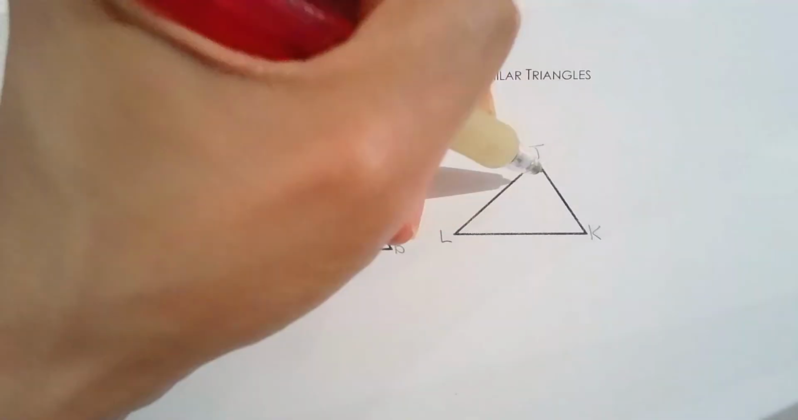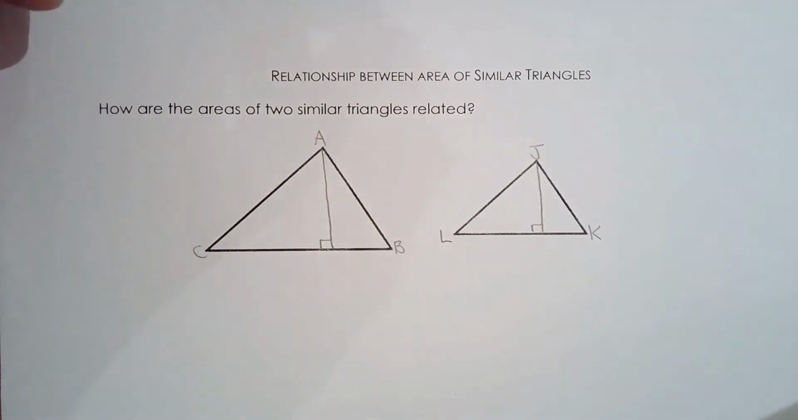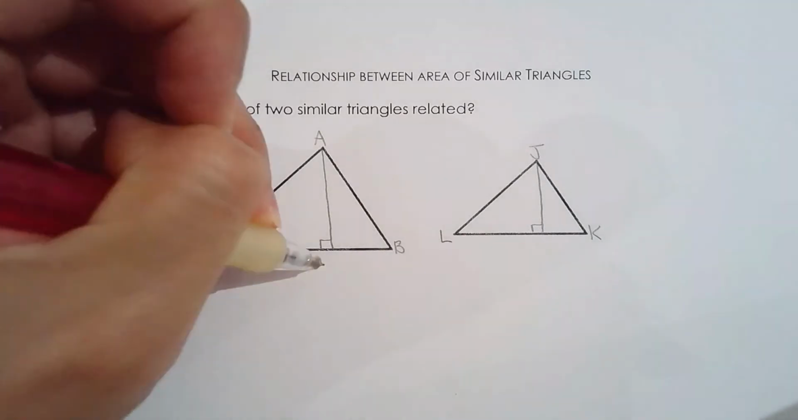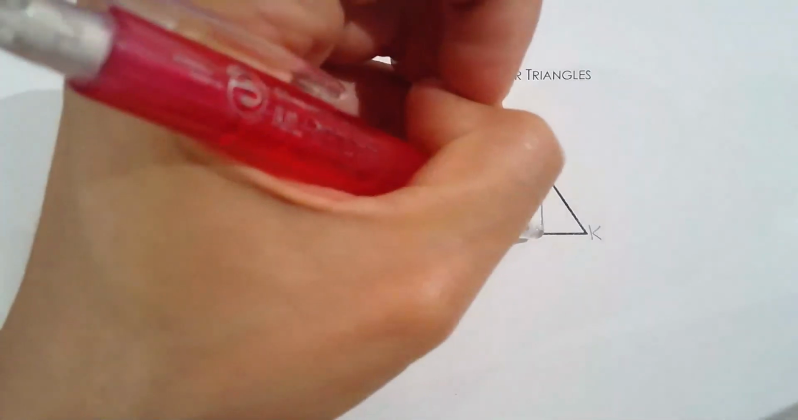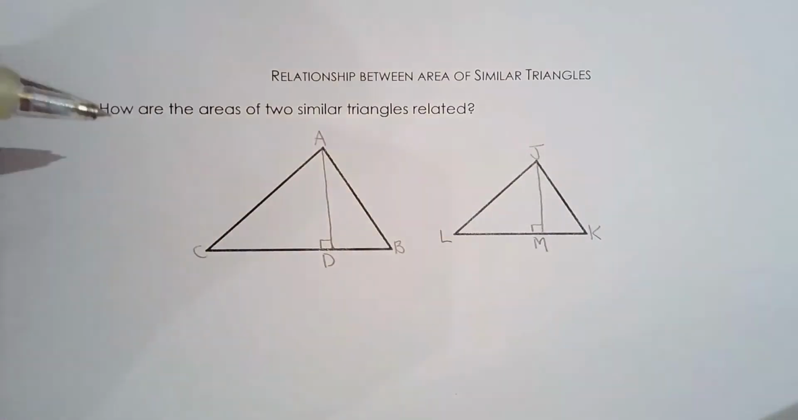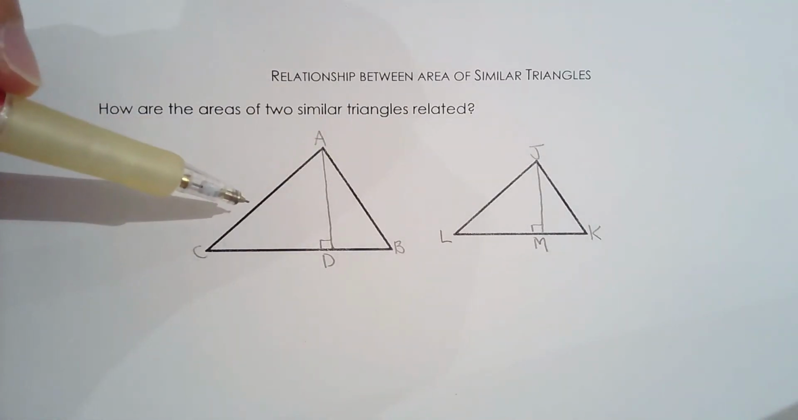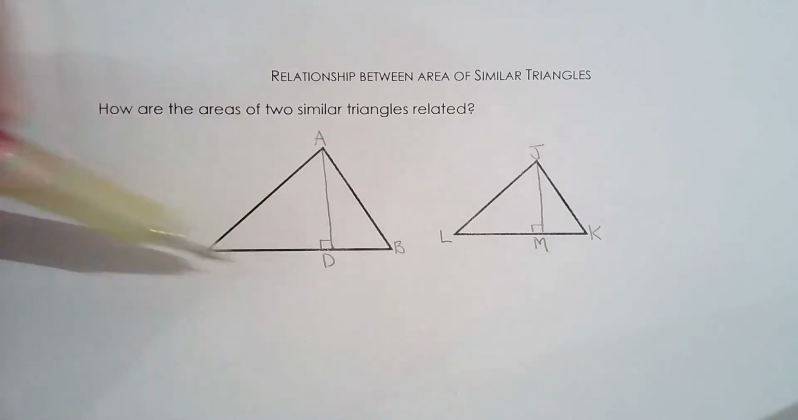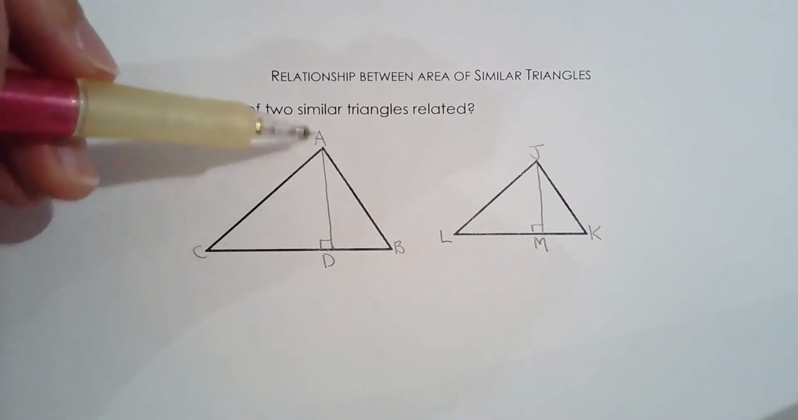Okay, and then we'll do the same thing for the second triangle here. I'm going to draw the altitude from vertex J. So I'm going to add a label here to help myself out. Let's say this point is D, and this point here is M. Okay, so I've basically broken down both these similar triangles into two smaller triangles. So for example, I've taken triangle ABC and broken it down into two right triangles, triangle ADC and ADB.